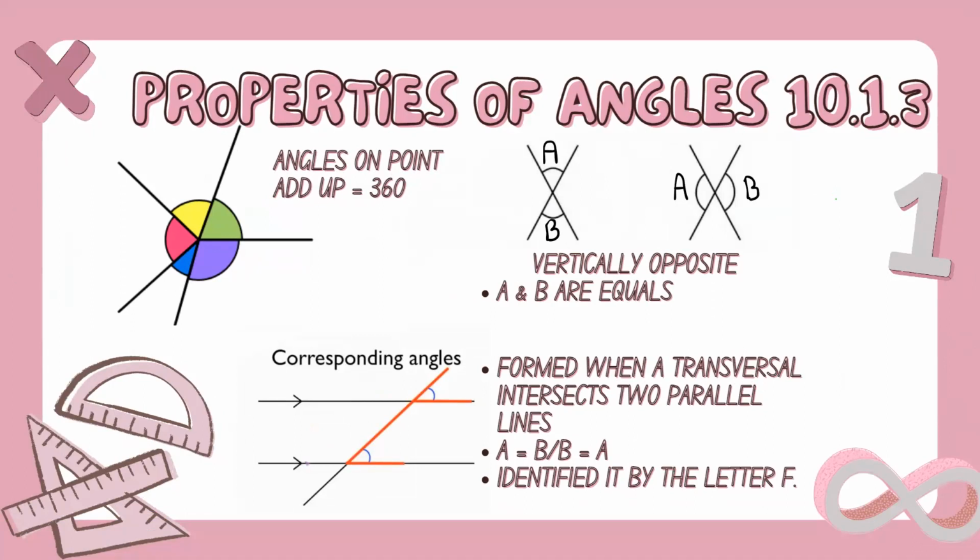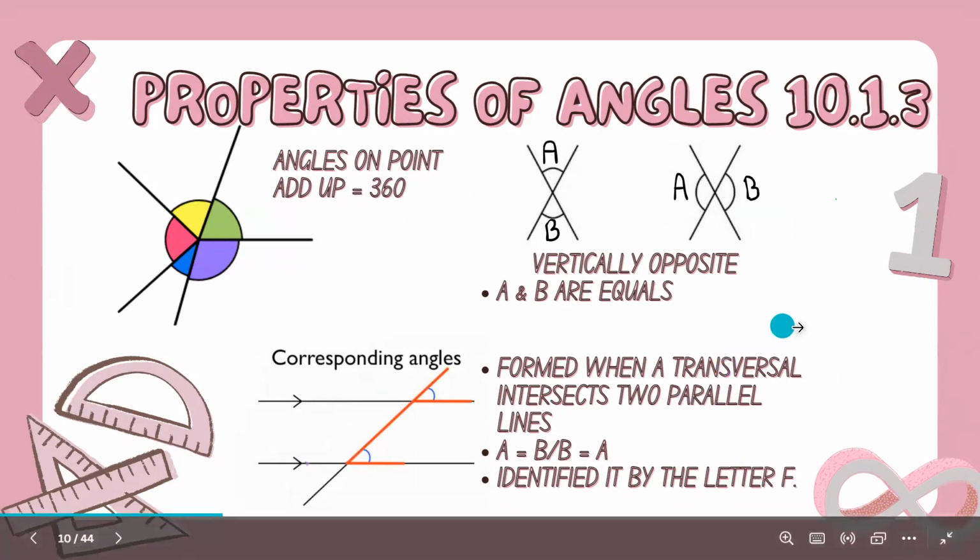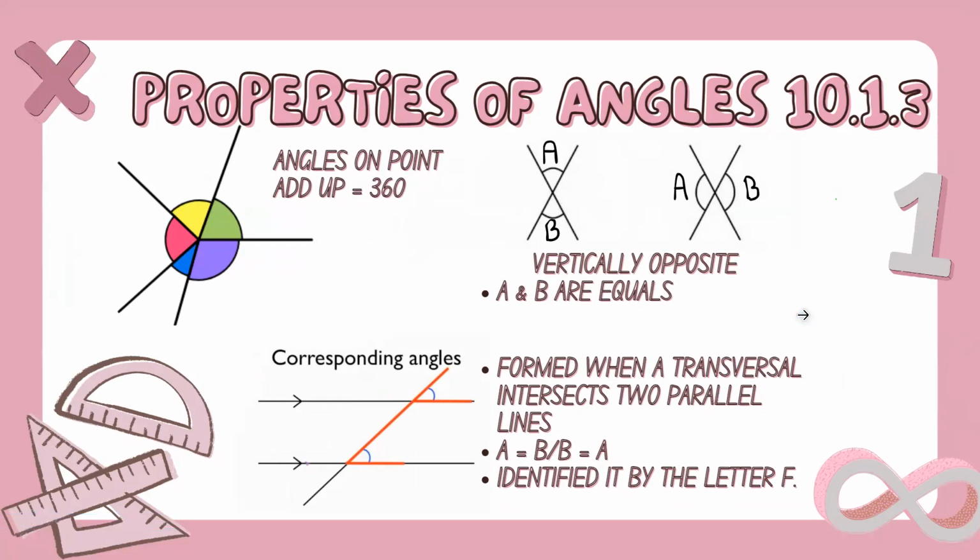The properties of angles are many. Angles on a point: for example, A plus B plus C plus D must get 360 degrees. Vertically opposite angles: A and B are equal. Corresponding angles are formed when a transversal intersects two parallel lines, and are identified by the letter F. Next slide.